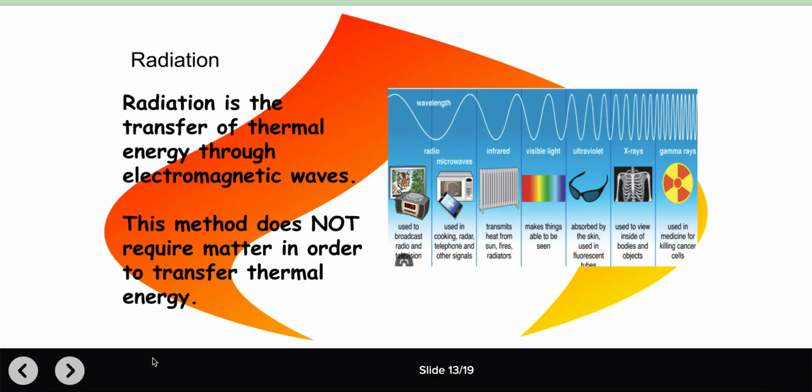Okay, and our last method of transferring heat is radiation. Radiation is a transfer of thermal energy through electromagnetic waves. This method does not require matter in order to transfer thermal energy. And the reason we say that is, look at the sun. The sun is radiating thermal energy 24/7. So 24 hours a day, 7 days a week, 365 days a year. It doesn't stop. It just feels like it does because we're facing the other direction, right?